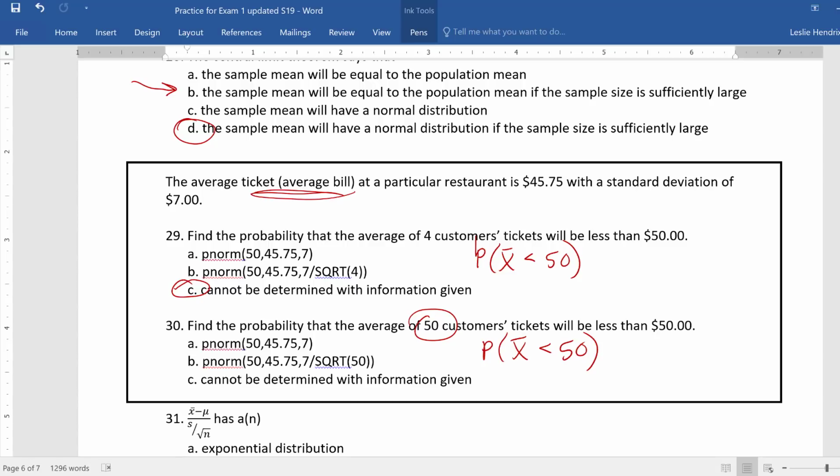for our sample mean. And we told you that the sample mean is a normal distribution as long as you have a large enough sample size, and it's centered at mu, the mean of the original distribution of the x's, but it has less variability as you increase the sample size. That sample mean is going to vary less from sample to sample with a bigger sample size. How much less? By a factor of the square root of the sample size. So we're going to want P norm of our number of interest, 50, in the distribution that's centered at $45.75 with a standard deviation of sigma, 7, divided by the square root of the sample size, 50.